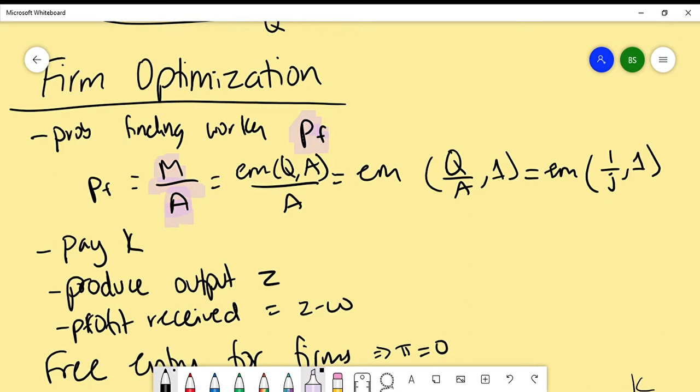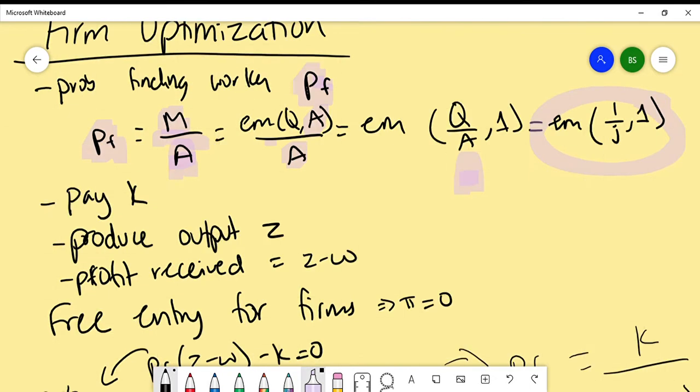So M is EMQA over A, and again with the constant returns to scale, we can just divide these two A's. So it's Q over A and then 1. And remember A over Q is J, which means that Q over A is 1 over J. This means that PF is equal to EM 1 over J, comma 1.